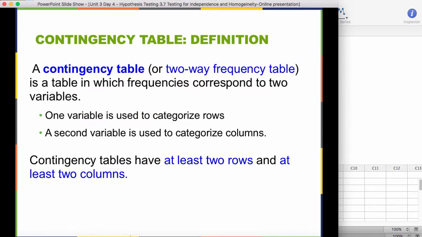So what is a contingency table? A contingency table, or a two-way frequency table, is a table in which frequencies correspond to two variables. One of the variables is used to categorize rows, and a second variable is used to categorize columns. Contingency tables have at least two rows and at least two columns.